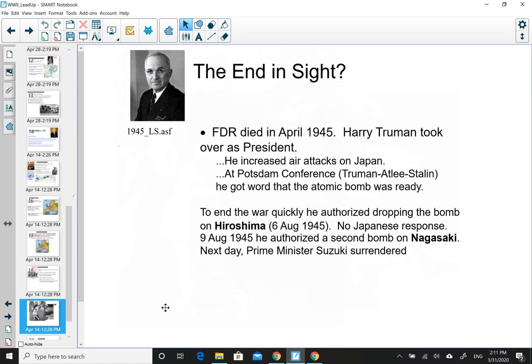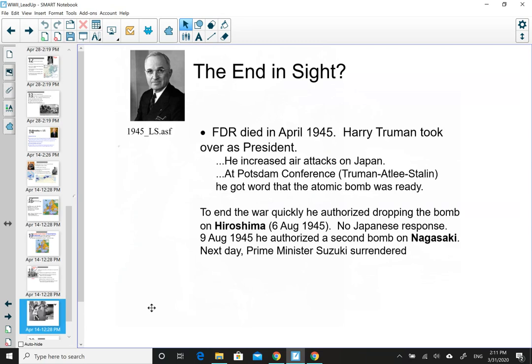As president, he escalated air attacks on Japan. While he was at the Potsdam Conference with Stalin of the Soviet Union and Clement Attlee of Great Britain, working out details for the occupation and denazification of Germany, he received word that the atomic bomb was ready. Just 4 days after the Potsdam Conference, he authorized the use of the bomb on Hiroshima, August 6th. When the Japanese did not respond after the attack, he authorized use of the second atomic bomb on the city of Nagasaki on August 9th.